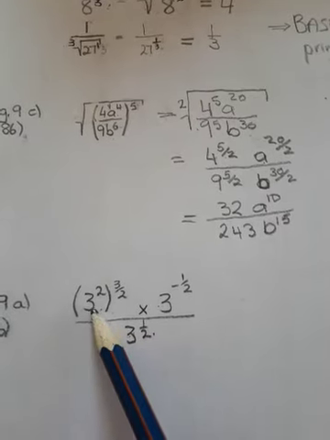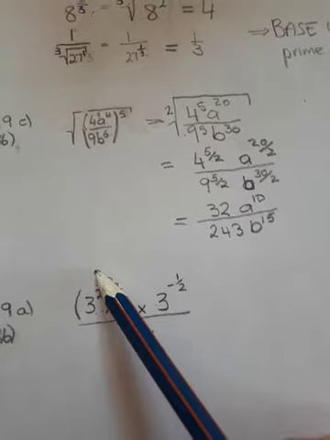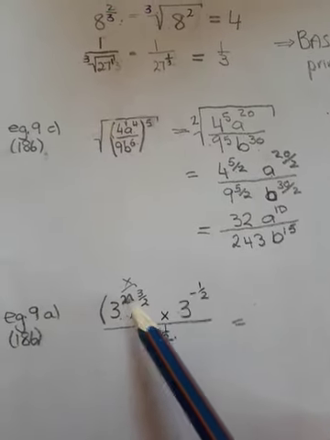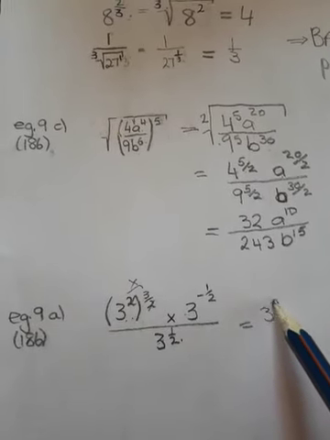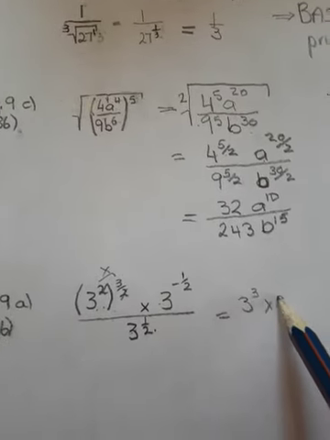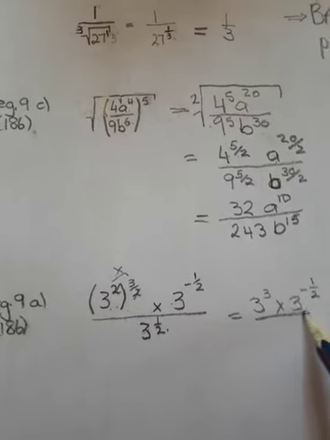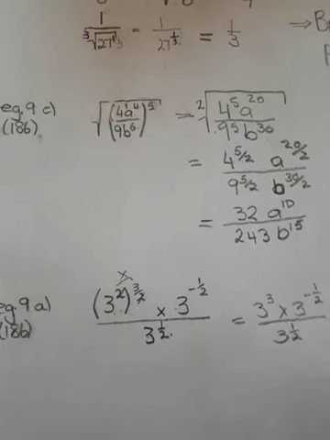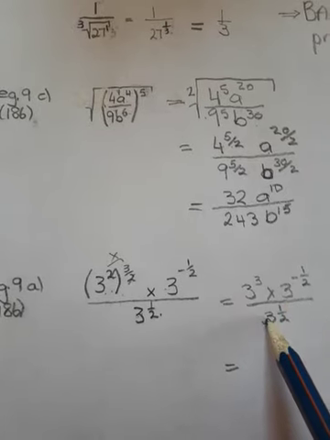So in this case, we have a power to a power, which means we need to multiply the index, which gives me, cancel the 2 with the denominator, 3 to the power of 3 times 3 to the power of negative 1 half, divided by 3 to the power of 1 half. Okay, now we got all the bases 3.